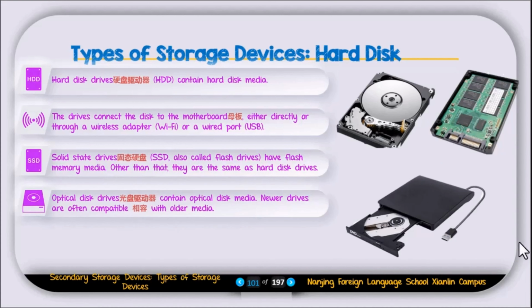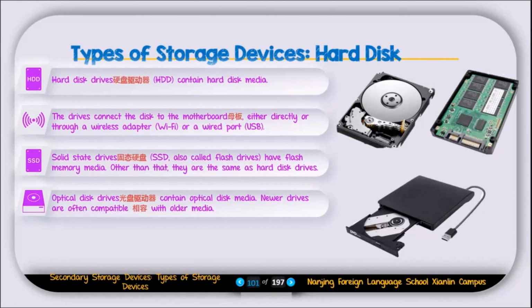Next one is the optical disk drive. This is the optical disk drive. This device is used to read data from optical disks. The optical disk drive contains optical disk media. Newer drives are often compatible with older media. For example, if you have a newer optical disk drive, you can read data from CDs and DVDs.